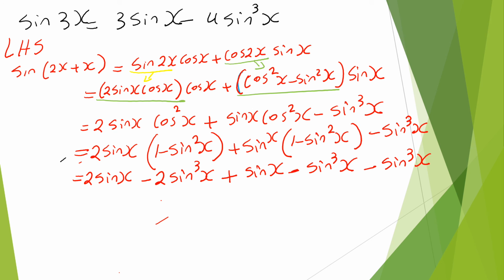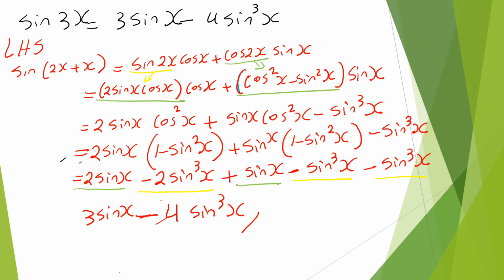Now collect the like terms. So you can see in here, I've got negative 2 sine to the power of 3, negative sine to the power of 3, and negative sine to the power of 3, and that gives me the negative 4 sine to the power of 3x. And looking at that, I've got 2 sine x plus sine x, and that gives me the 3 sine x, and that's the right hand side, so it's proven.